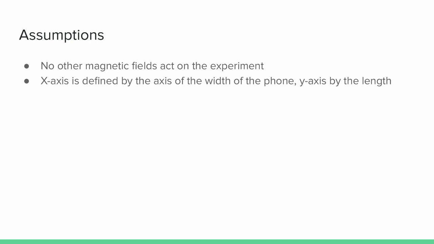And now for the experiment itself. The materials we need for this lab are a smartphone with a magnetometer app, a bar magnet, a meter stick, and some tape.